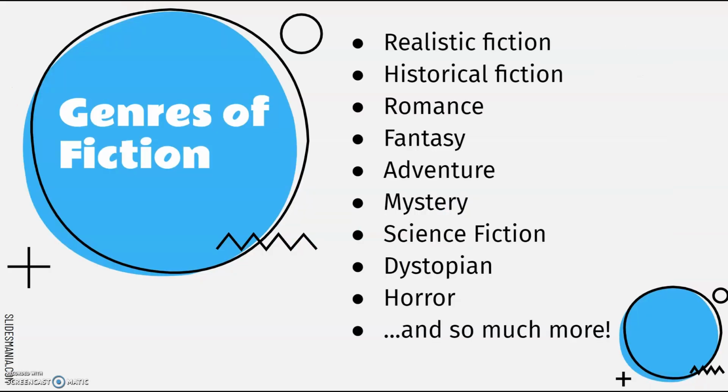And then finally, we have all of these different types of genres of fiction. Just to name a few, we have realistic fiction, we have historical fiction. So let me back up. Realistic fiction is a story that seems like it could be a true story, but it's not a true story. It's a fiction story, but it could be true. Historical fiction is a story that takes place in a time of history.